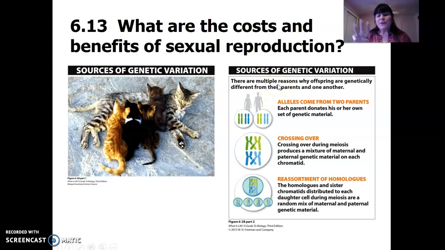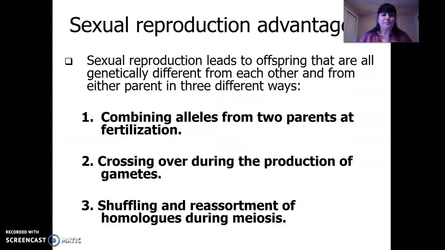These are 3 ways in which new genetic possibilities can happen. The crossing over, and then the random alignment of the homologous chromosomes, like is it the light green, dark green, or is it the dark green, light green, and the way they split. And then fertilization, like which egg and which sperm get together, that creates variation also.